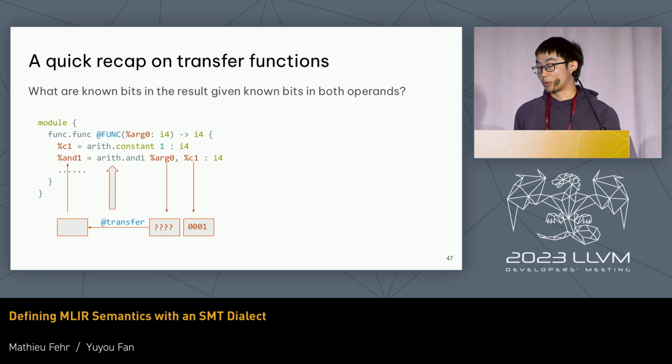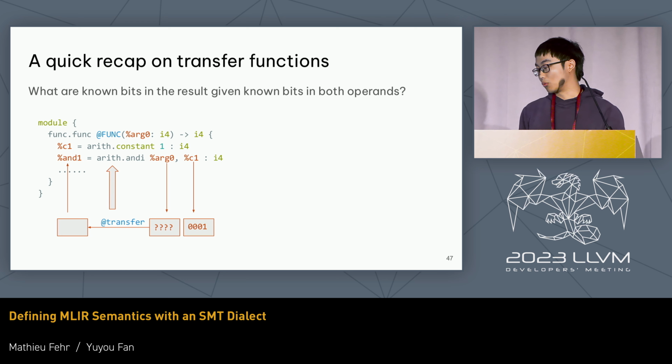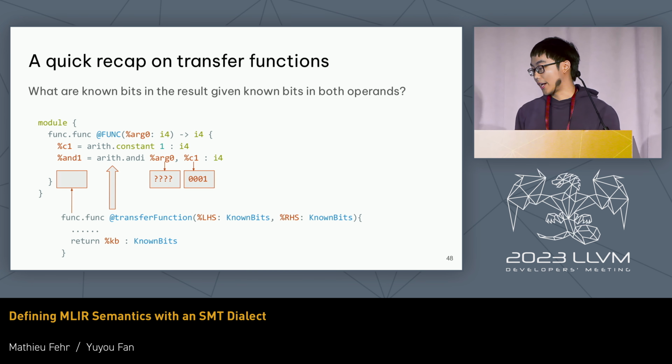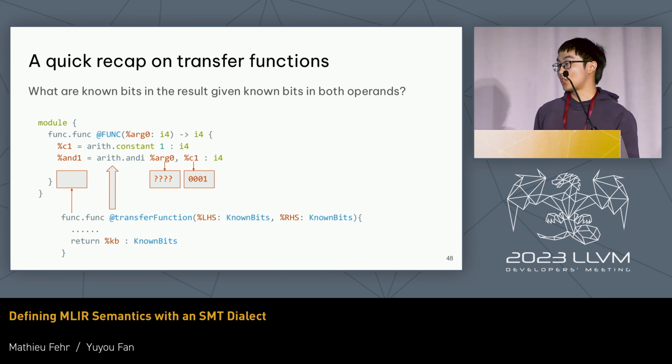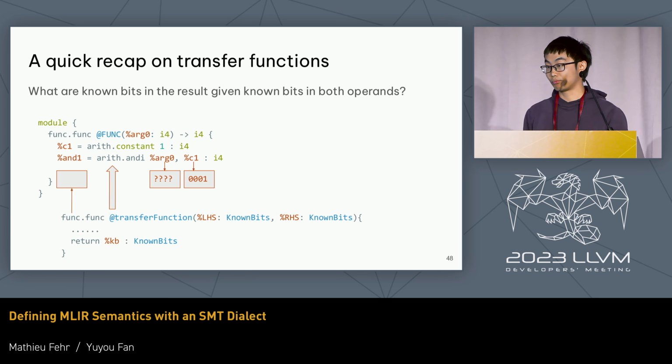So here comes the concept of transfer functions. Basically, a transfer function works on abstract information instead of concrete values. Here, it works on the known bits information, and it returns the known bits. More particularly, it has this function signature. It receives the two operands, both of known bits type, and returns a result of known bits type. After applying this transfer function, we get a result, and then we attach it to this result.